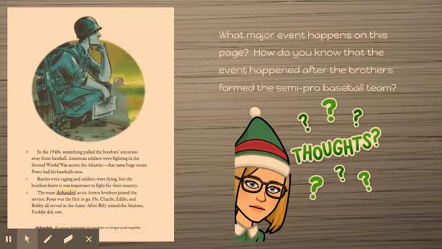All right, looking at the next one, thinking about what major events happened on this page. How do you know that the events happened after the brothers formed the semi-pro baseball team?